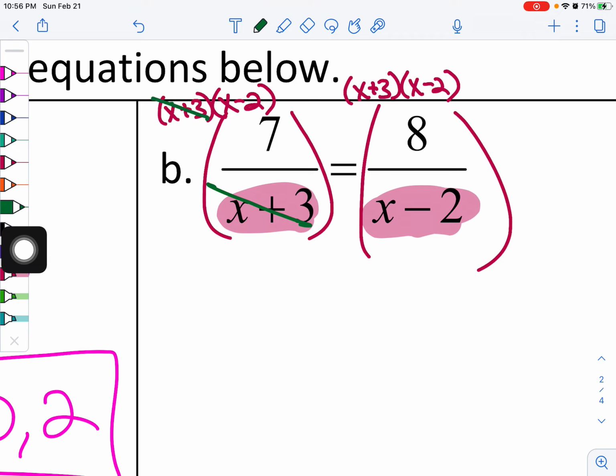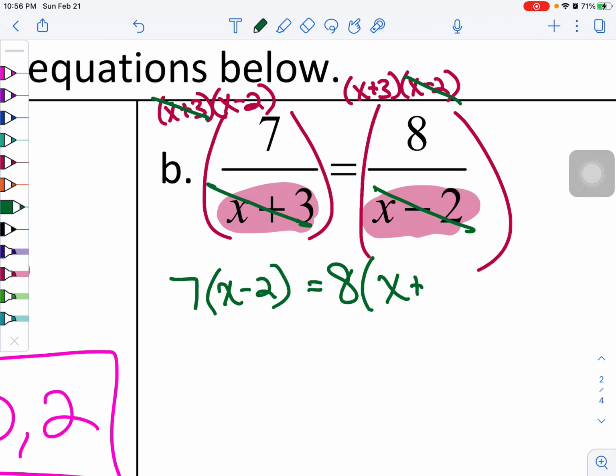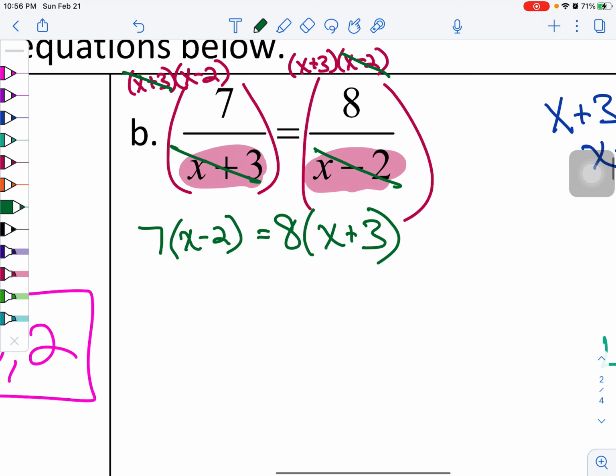Cancel out where you can. So this x plus 3 will cancel out that x plus 3. And I would have 7 times x minus 2. There's the equal sign. Now, this x minus 2 would cancel out that x minus 2. They're going to divide each other out completely. And I'm left with 8 times x plus 3. There's the 3. Now, I have an equation to solve. All right. No more fractions anymore, which is always a nice thing.